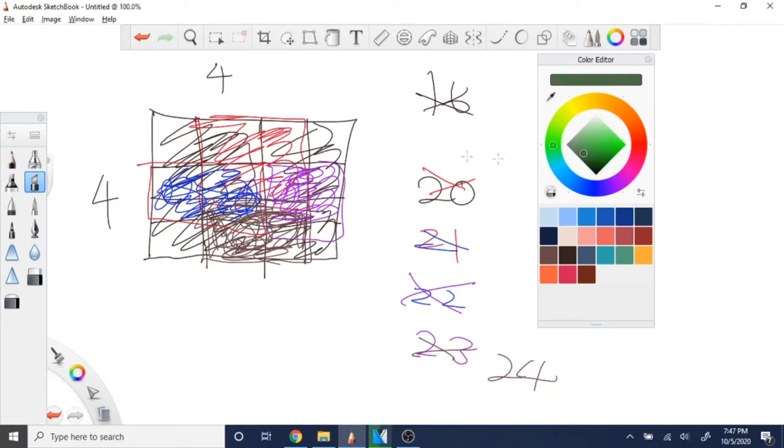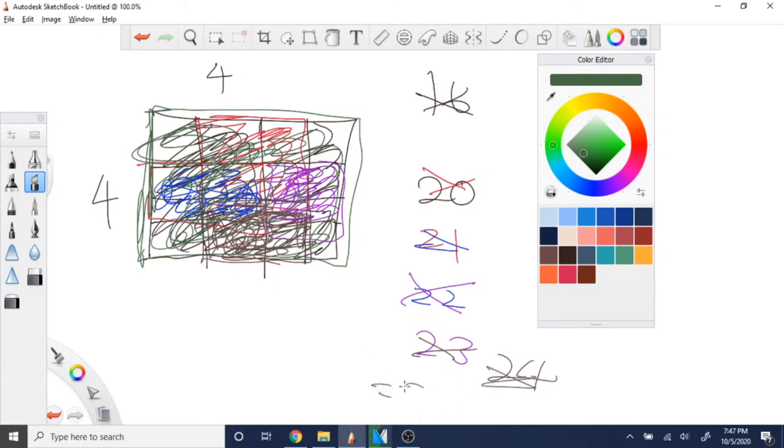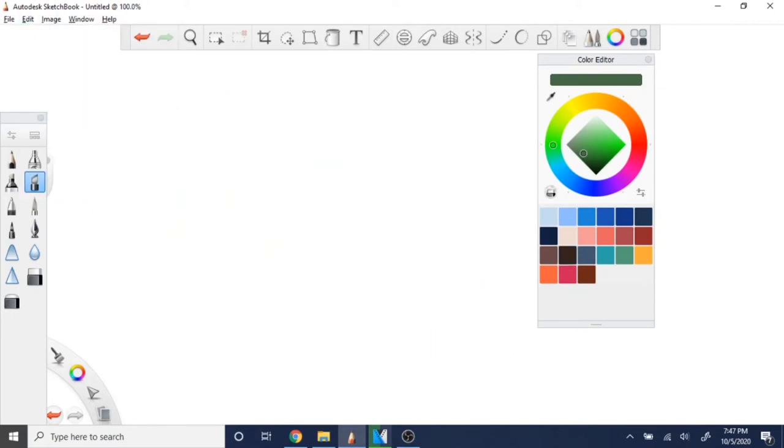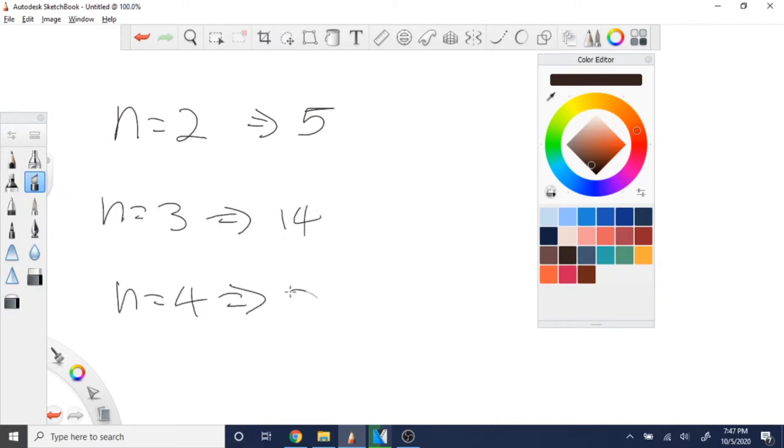Let's label this green. So we have this total square right here, the gigantic one, the original square. So that's this whole giant one right here. And that's 25. So yeah, we would have 25 different squares. So if you were to look at the different test cases we have, n is equal to 2 gives us 5, n equals 3 gives us 14, and n equals 4 gives us 25, I think.